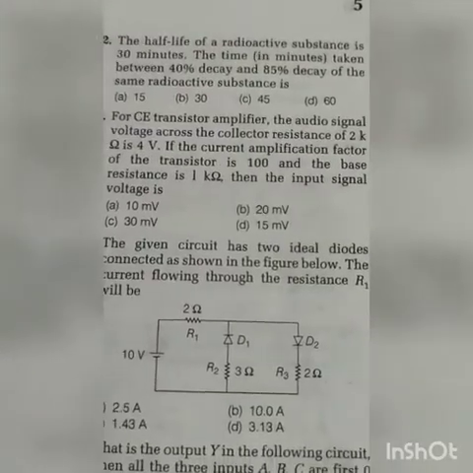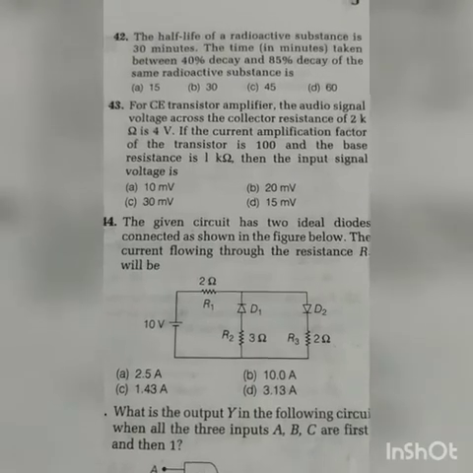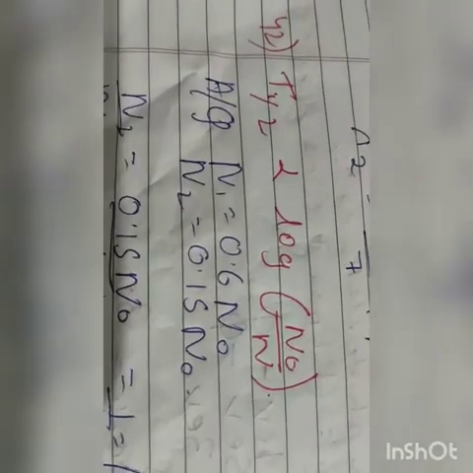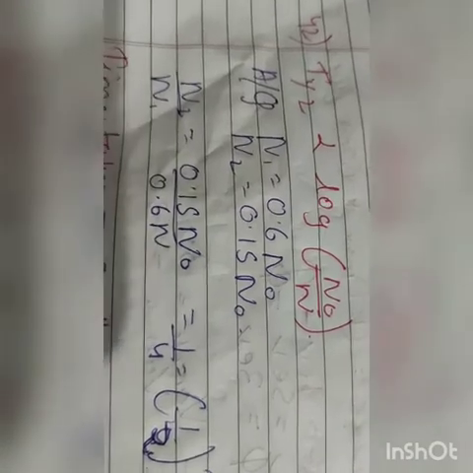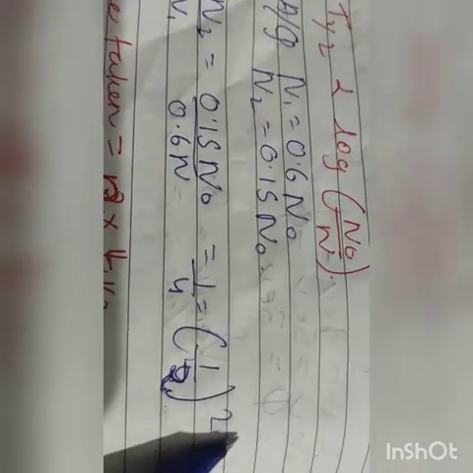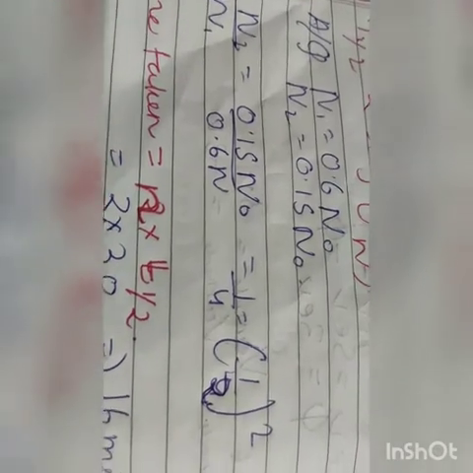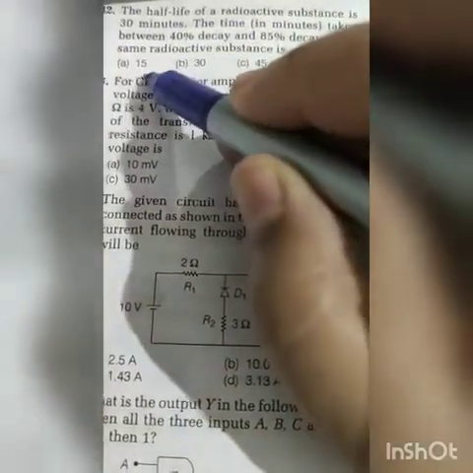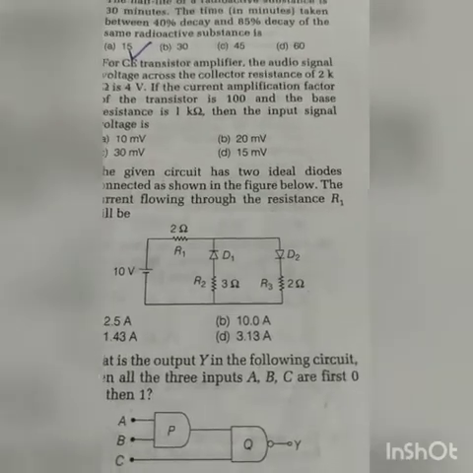Question number 42. The half-life of a radioactive substance is 30 minutes. The time taken between 40% decay and 85% decay of the same radioactive material is. So here we have T half is directly proportional to log N naught by N. So according to the question, N1 is equal to 0.6 N naught and N2 is equal to 0.15 N naught. So N2 by N1, we will just put in the values and we get a quarter. So in the place of n we have 2. The time taken is n into T half, so it is 60 minutes. So our correct option is here, 15 minutes. Sorry, it's 15 only, 1/2 into 30.